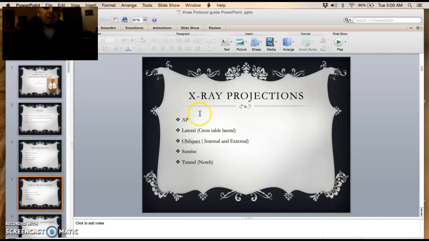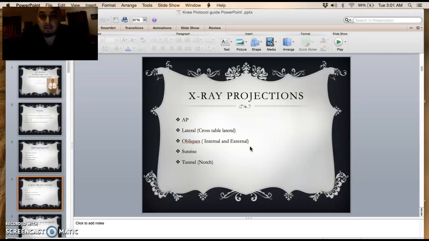But the most common ones are the AP and the lateral projections. The AP is the frontal view of a knee. AP means anteroposterior. It means the X-ray enters through the anterior portion and exits through the posterior. It's going to be a frontal view of your knee. Then a lateral, or cross table lateral. Lateral just means a side view of the knee is going to be shown. And then we have obliques, at a 45-degree angle to show the knee in a different way. It shows any hidden fractures that can't be seen on an AP or a lateral.